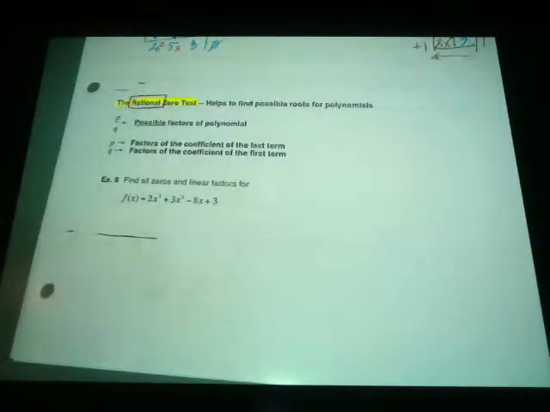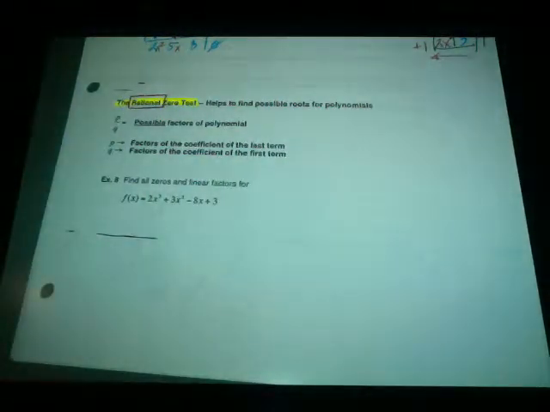Are all zeros rational? Well, let me put it this way. We can have an irrational zero that's still real, can't we? Think of the quadratic formula. What kind of answers would be irrational with a quadratic formula? A negative underneath the radical would mean that it's not real, it would be imaginary. So it's not even irrational.